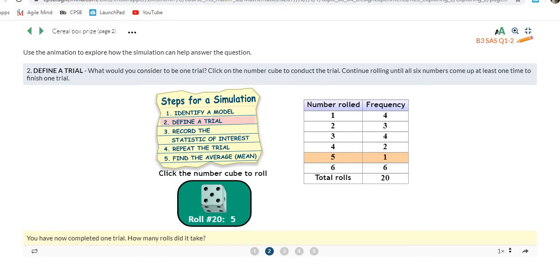That's 1 trial. Should you only have 1 trial in an experiment? At least 3. You need a lot for it to be accurate. Okay, so that was one trial.